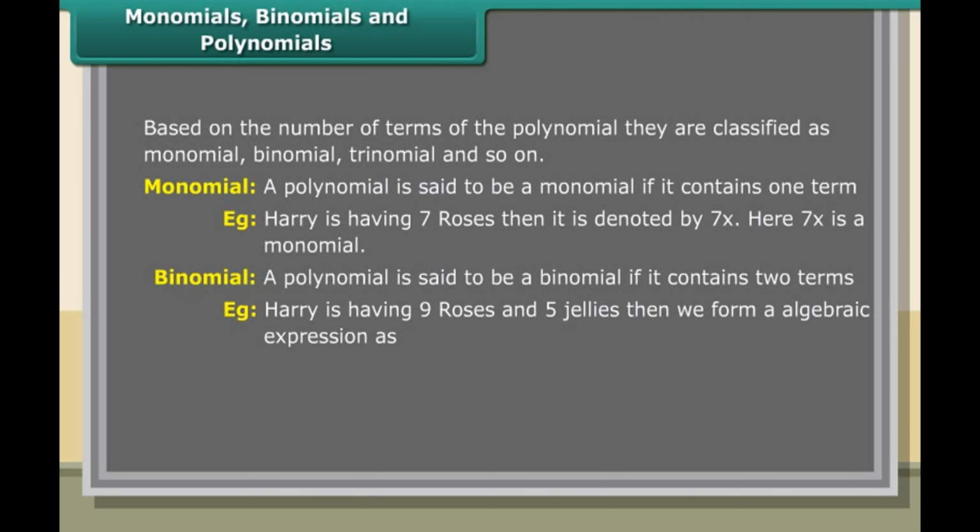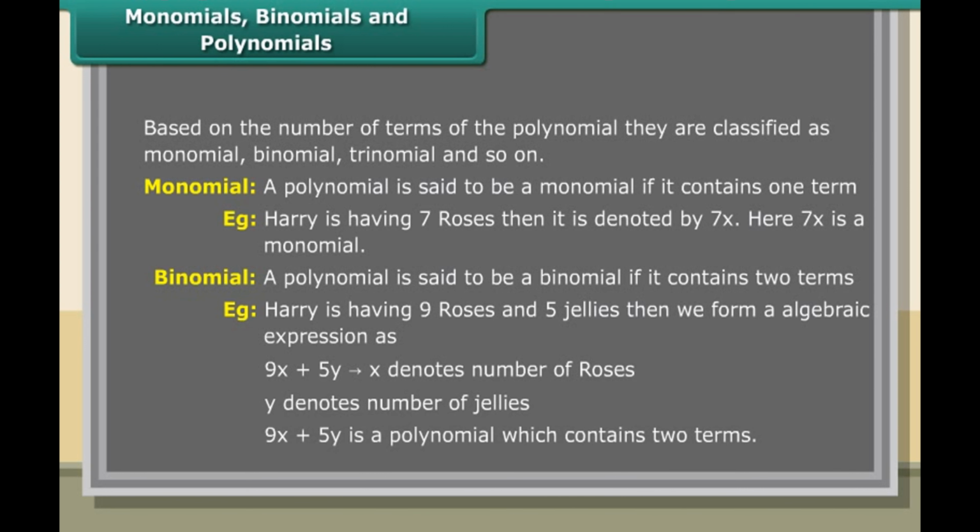Then we form an algebraic expression as 9x plus 5y. x denotes the number of roses. y denotes the number of jellies. 9x plus 5y is a polynomial which contains 2 terms.